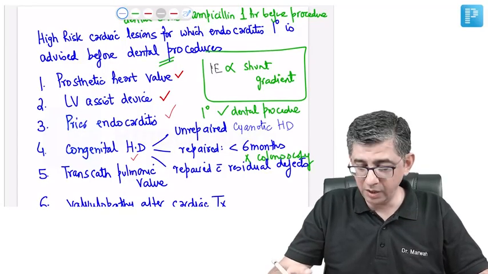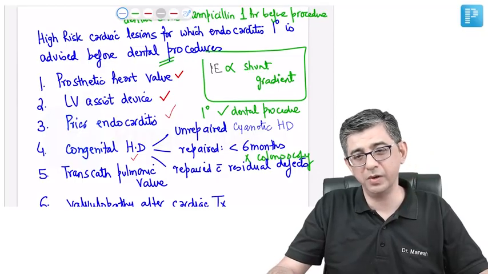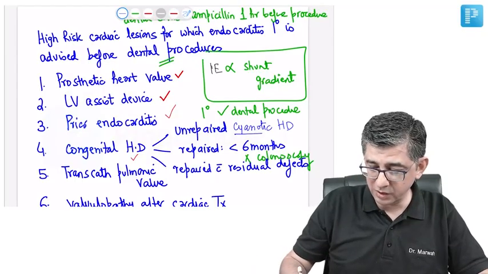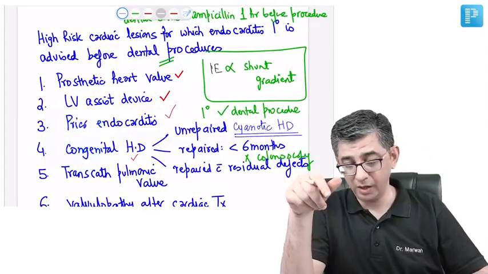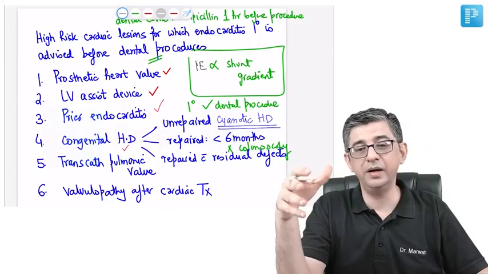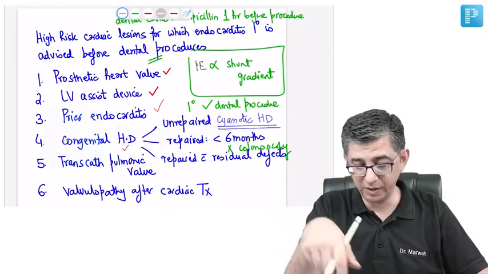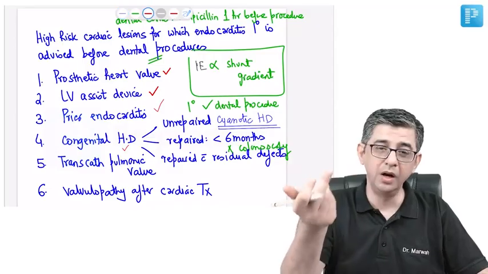So even if it is unrepaired, or repaired within the first 6 months, or some residual defects are present, then for these patients with cyanotic heart disease, because cyanotic heart disease like tetralogy of Fallot can have subpulmonic stenosis and a high pressure gradient in the heart, they would require prophylaxis. As far as points number 5 and 6 are concerned, they are only for completion.